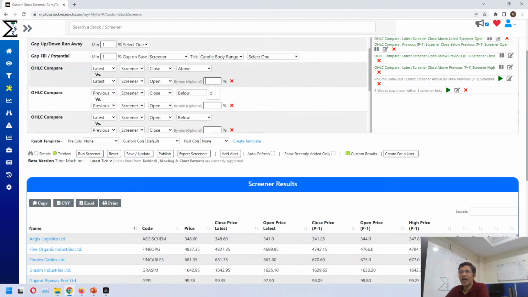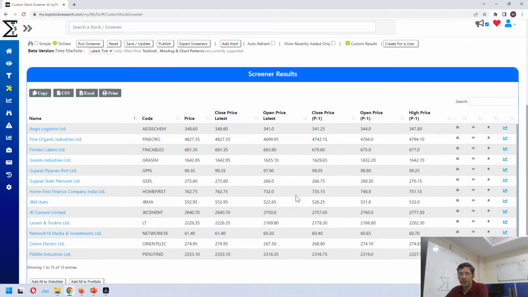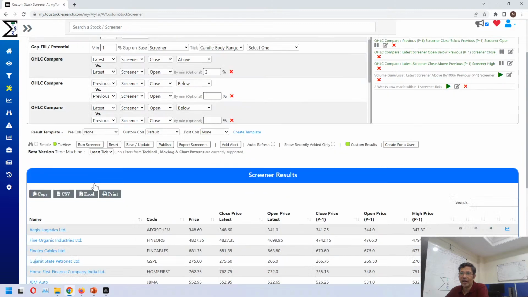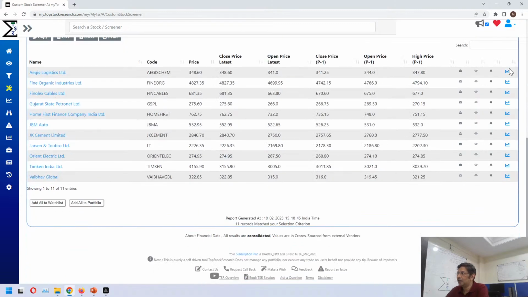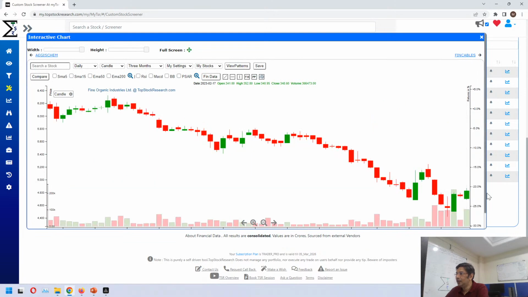So what I'm doing is I'm saying that the latest close should be at least 2% above the latest open. So this should give you a much longer candle. The number of results that we are getting is about 15. Let's see how many results we get with a long candle. So it's 11 candles. So you see that the latest candle should be a pretty long candle.